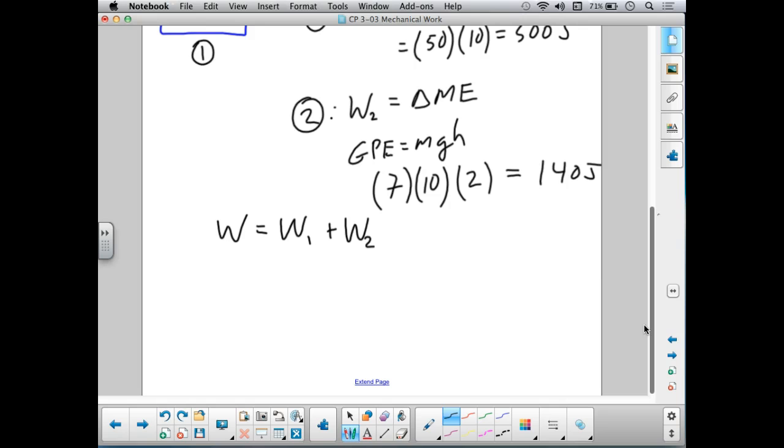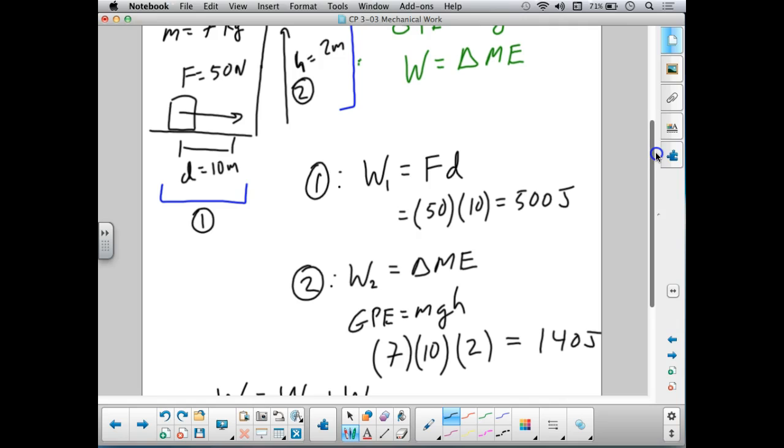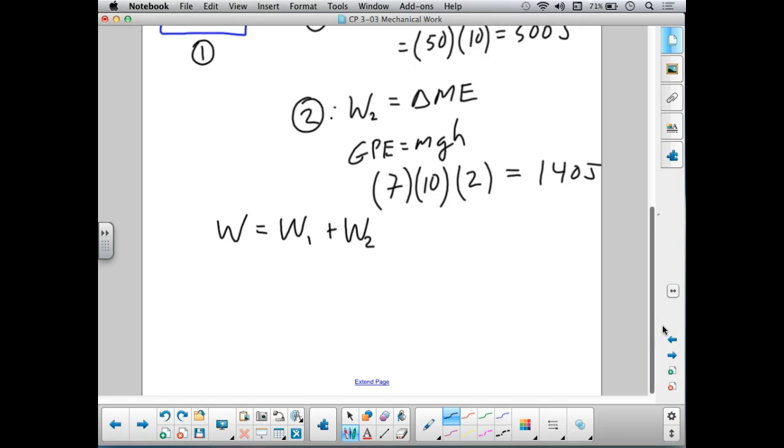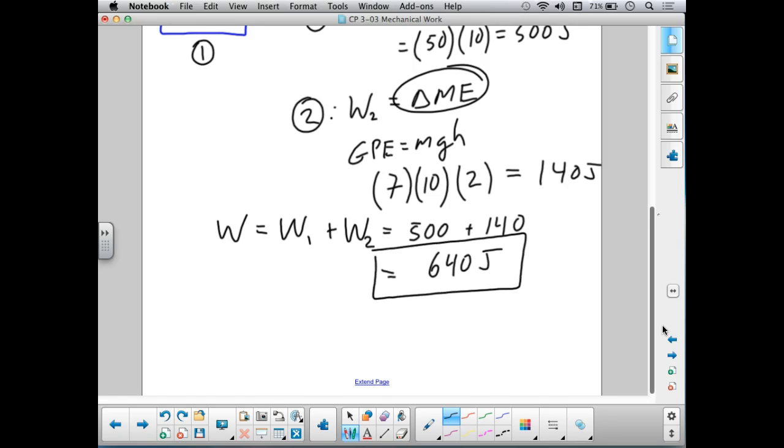And if I want to get the total amount of work done, I'm just going to add up the two segments of work done. The first segment from pushing the box across the floor with a force of 50 newtons across 10 meters. And the second bit of work that I did was to lift it up to a height and change its total mechanical energy. So let's just add those two together. I'll get 500 plus 140. Well, that's some easy math. 640 joules of work. That is the total amount of energy that was transferred to the box.